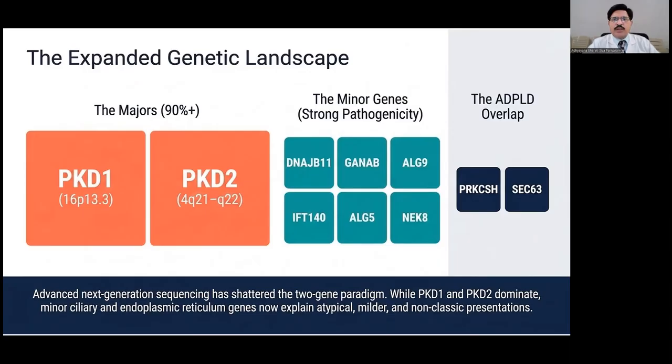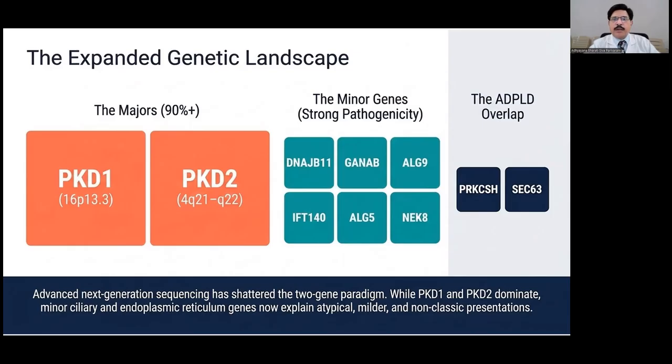There are minor genes: DNAJB11, GANAB, ALG9, IFT140, ALG5, NEK8. These 6 are the minor genes. They contribute to around 10% of the genetic problem. 90% or more is due to PKD1 and PKD2.